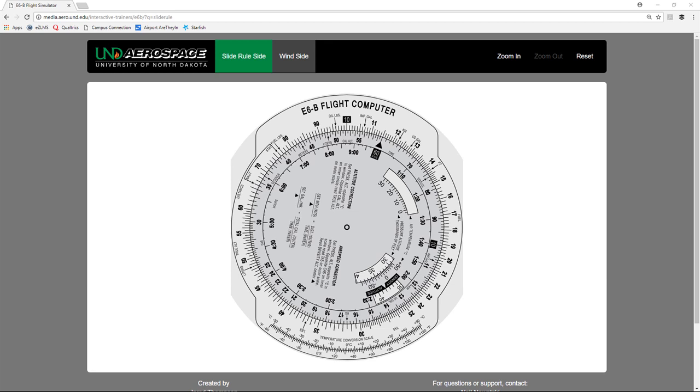With this example, we need to align the time on the B scale with the total fuel that we used on the A scale. So we used 15 gallons, and we can see the number 15 on the A scale right here, and we are looking for a time of 11 minutes, which we can find right here. So we need to align this 11 with this 15.